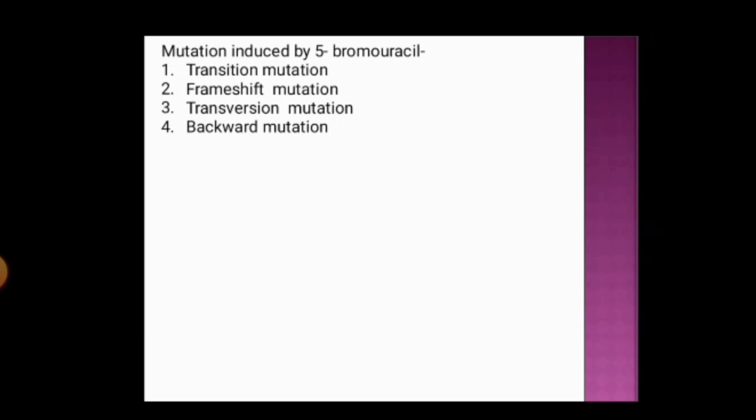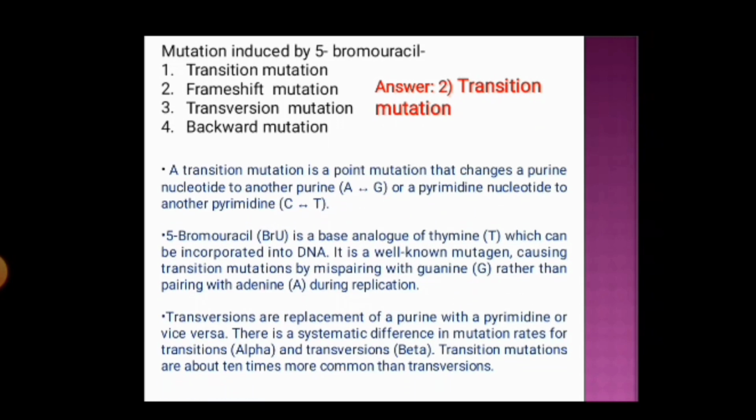Next question. Mutation induced by 5-bromouracil is option 1 transition mutation, option 2 frameshift mutation, option 3 transversion mutation, and option 4 backward mutation. And the correct answer is option 2, that is transition mutation. Sorry, this will be option 1.